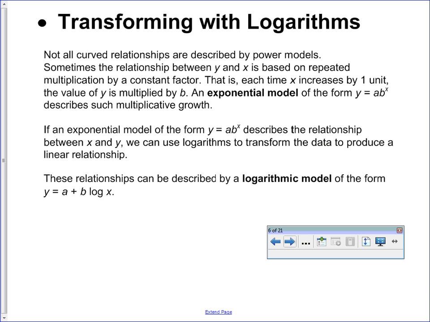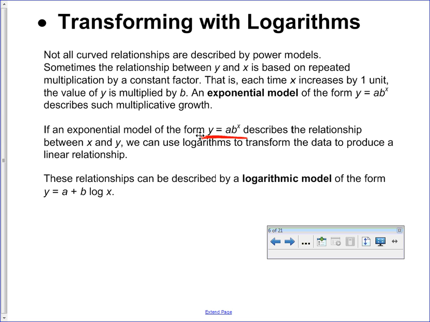So the next thing we're going to talk about, and this is mainly what we're going to do, is transforming data with logarithms. Anything that's in exponential growth or exponential decay, which are very common, things always grow exponentially, we're going to transform by taking the log of the data.